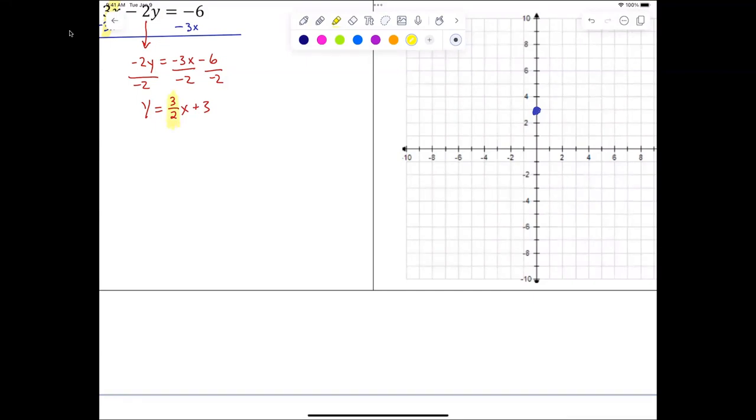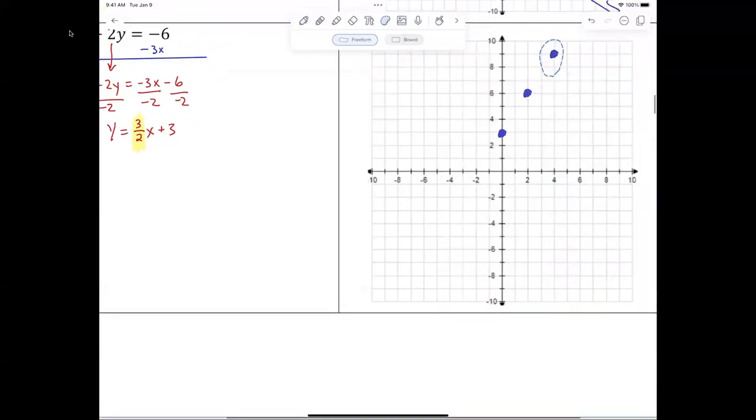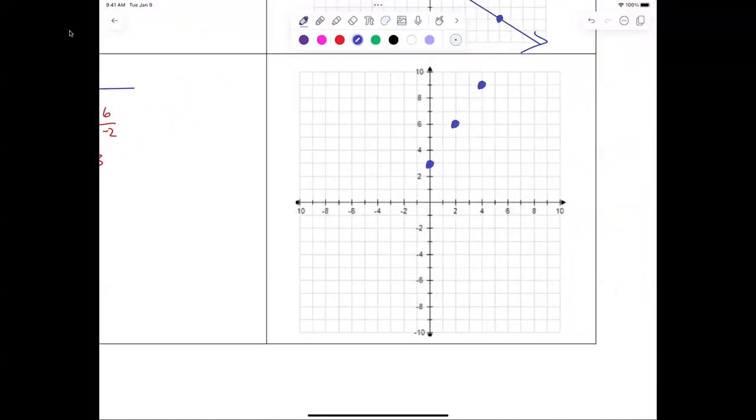What does that mean? 3 over 2. What does that mean? Up 3. I'll give you that. 1, 2, 3, 1, 2. Then from there again, I'm just going what? Up 3 over 2. Come on, that's how you do it. Then you graph the line.